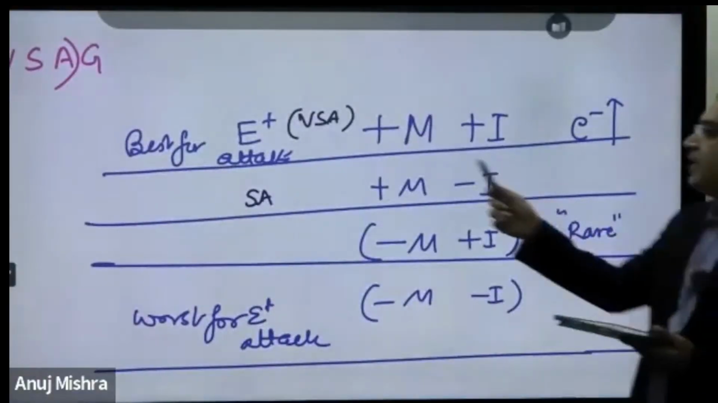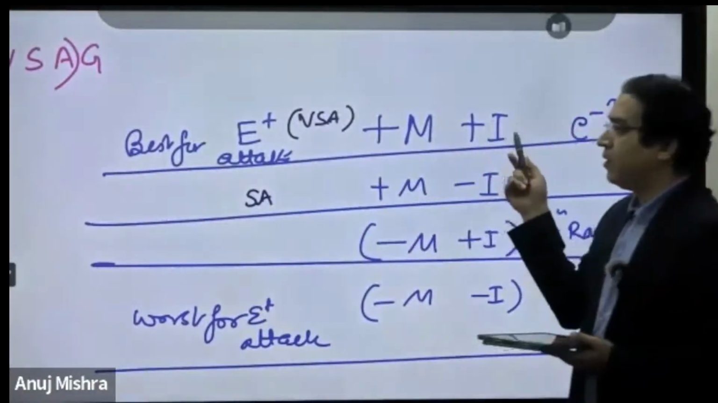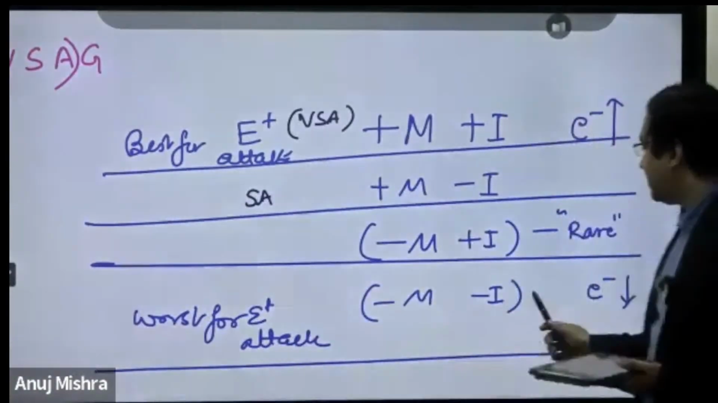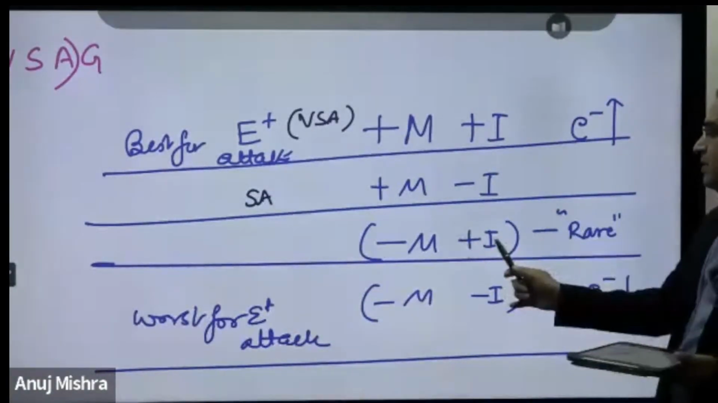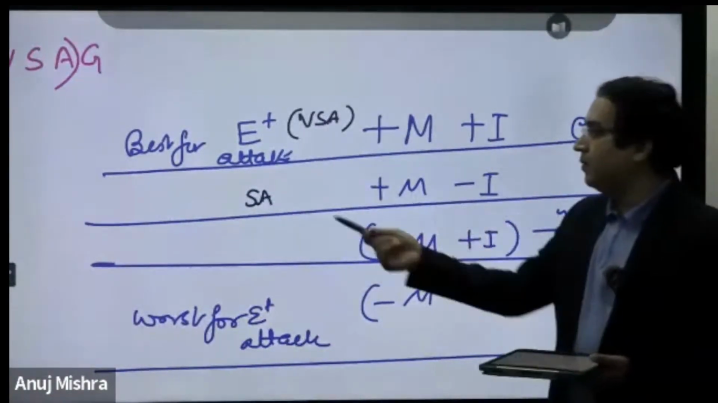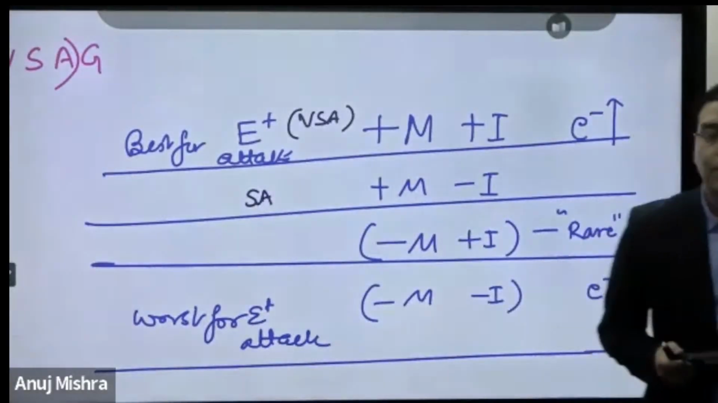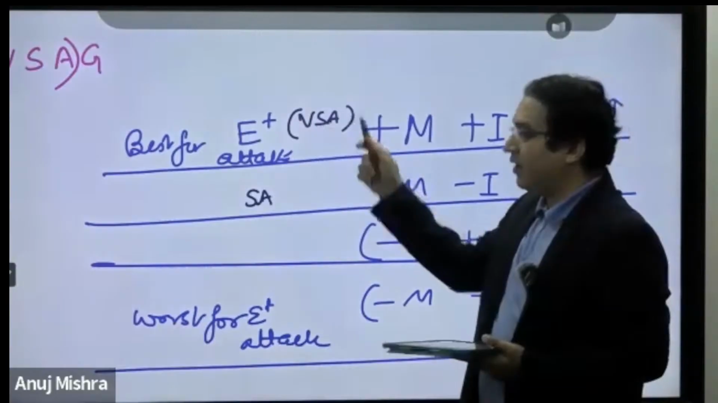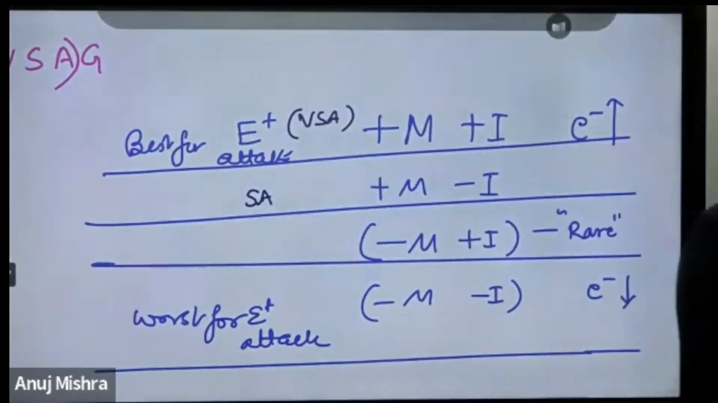What is best for E plus attack? Plus M plus I, because it will make the ring rich. What is worse for E plus attack? Minus M minus I. Minus M plus I is rare. And yeah, that's all. Please note down this thing. VSA means very strong activator. Just write down: very strong activator.